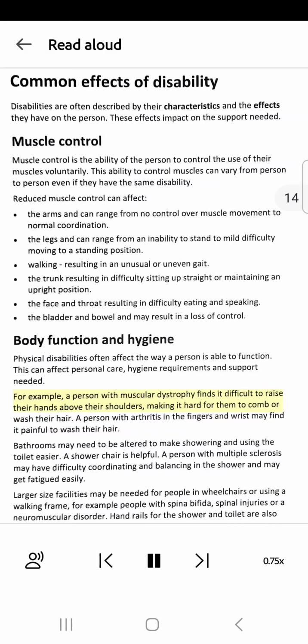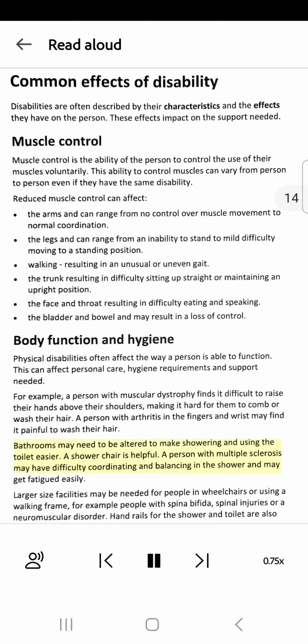making it hard for them to comb or wash their hair. A person with arthritis in the fingers and wrist may find it painful to wash their hair. Bathrooms may need to be altered to make showering and using the toilet easier. A shower chair is helpful.